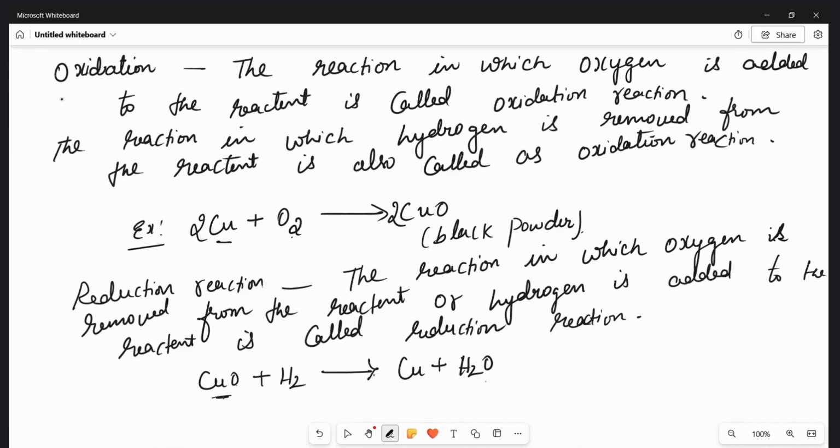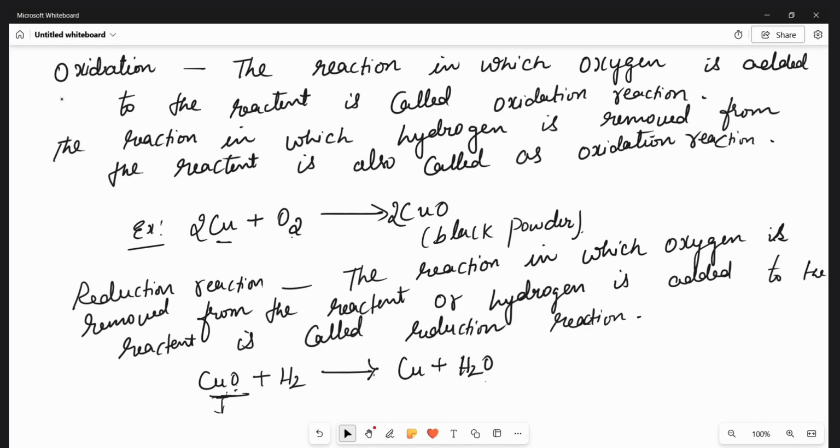For example, here copper oxide is there. Oxygen is removed from the copper oxide and it is added to the hydrogen here. So for copper oxide there is reduction, as well as oxygen is added to the hydrogen. So there is oxidation as well as reduction. Both are present.